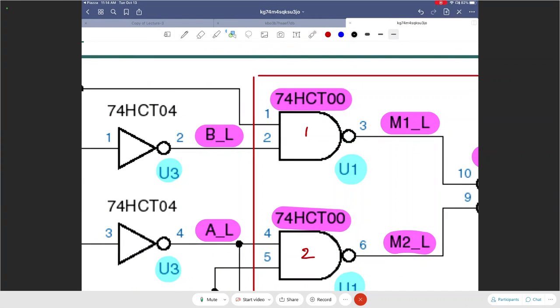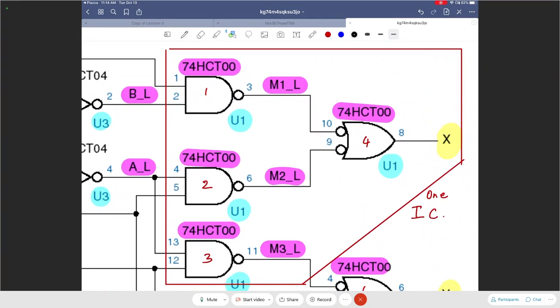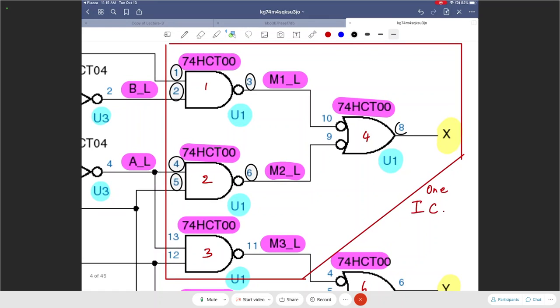Now, because I have used U1 for these 4 2-input NAND gates, I've used pins 1, 2, and 3 of that IC for the first one, 4, 5, and 6 for the second one, 8, 9, and 10 for the fourth one, and 11, 12, 13 for the last 2-input NAND gate. What I have left out in this case is pin number 7 and pin number 14.